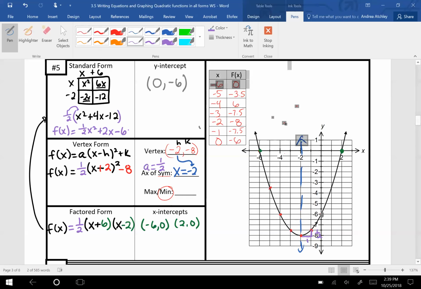So now we've completed number 5 on our homework. We have been able to identify the equation in standard form, the equation in vertex form, and the equation in factored form, all from a graph.